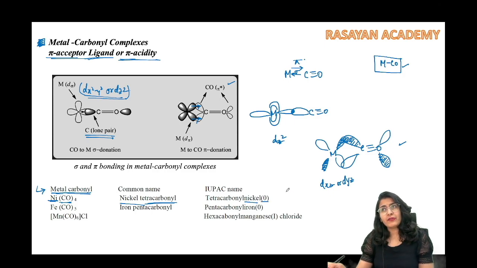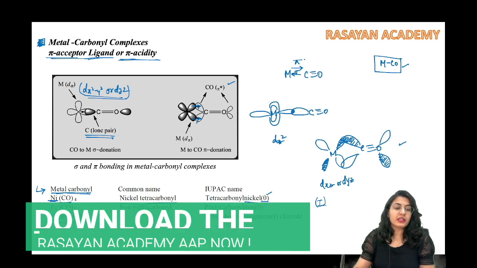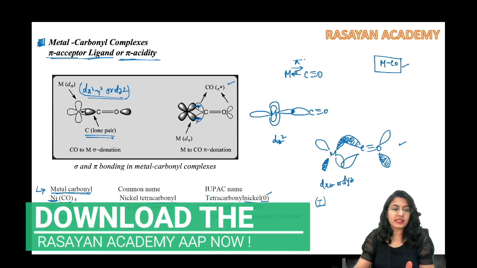Now, while naming coordination complexes, we used to use the stock notation. Bracket में हम Roman numbers में लिखते थे. ठीक है, तो यहाँ पे भी हम वही use करेंगे. Stock notation we are going to use. However, since nickel is in zero oxidation state, we write 0. Then we come over here, for example, this is the same, pentacarbonyl iron 0.